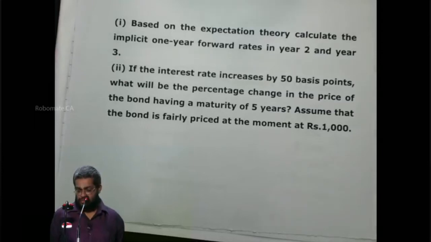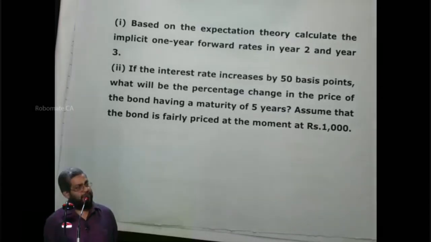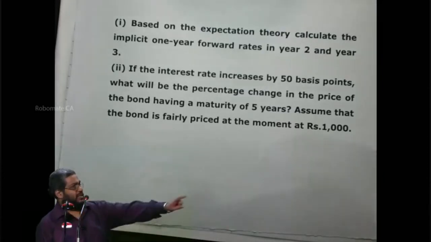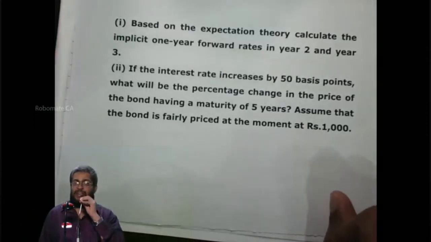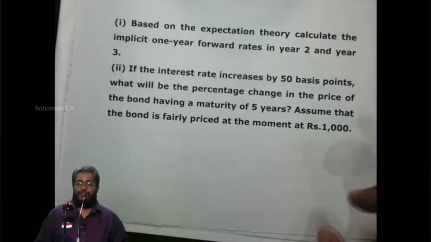0.5 into 4.46. Decrease by 0.5 into 4.46 is equal to how much? 2.23%. The bond price decreases by 2.23%. Everybody have the clarity or not? Now, with this, we have completed this concept called forward rates.